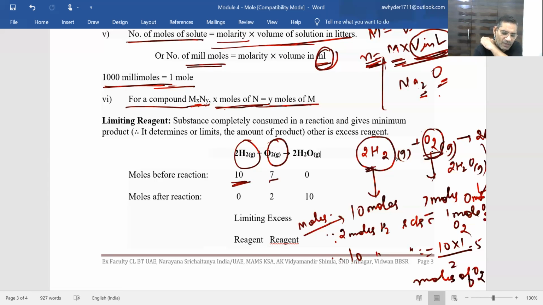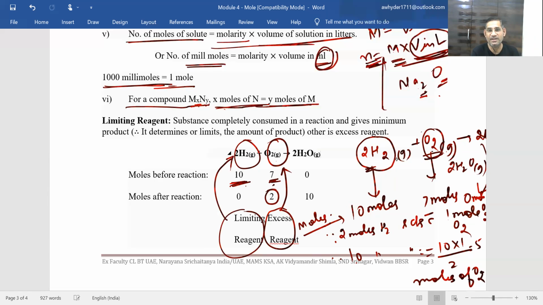But here, how many moles of oxygen are there? 7. Compared to what is required, it is more. Since the number of moles of oxygen required to react with 10 moles of hydrogen is 5 moles, but here the present oxygen is 7 moles, obviously what is needed compared to that, it is more. So 10 moles of hydrogen react with 5 moles of oxygen. So this is the excess reagent. How many moles additional? 2 moles. And this is the limiting reagent.